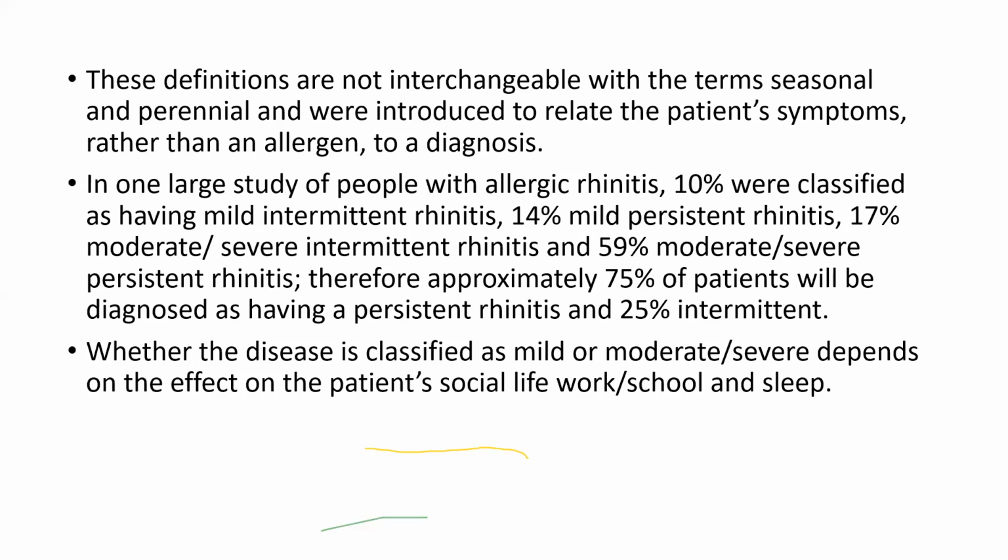So first part: definitions are not interchangeable with the terms seasonal and perennial. Previously they used to classify allergic rhinitis as seasonal allergic rhinitis, SAR, perennial allergic rhinitis, PAR, and mixed allergic rhinitis, MAR. So you used to remember it as SPM: seasonal, perennial, and mixed. Both were there, but the new terms are introduced nowadays. So the new terminology which we have dealt with is introduced for patient symptoms.